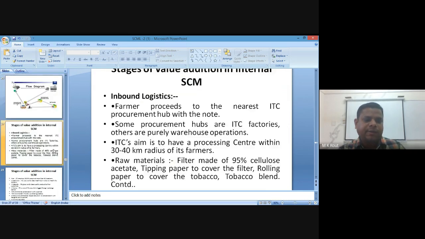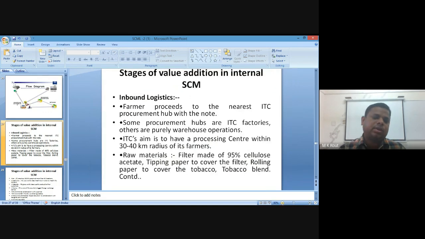In case of this slide, just minimize the slide. Just a minute. Okay. So this is the stage of value addition in case of internal supply chain management. In case of internal supply chain, the first point is inbound logistics. In case of inbound logistics, this basically includes farmers proceeding to the nearest ITC procurement hub with the note.